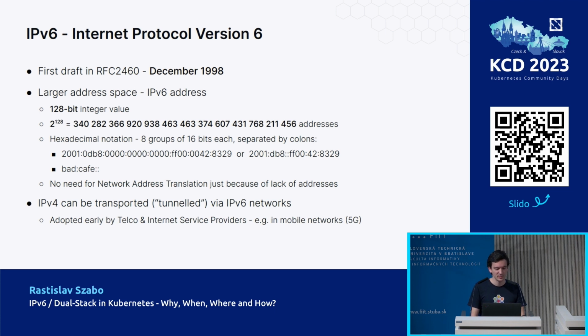Thanks to this large address space, we do not need network address translation anymore, at least not because of a lack of addresses. One good benefit of IPv6 is that IPv4 can be transported or tunneled via IPv6 networks. And thanks to that, it was adopted quite early by telcos and ISPs internally, especially in mobile networks. So many current internet users, even if they use IPv4, don't even know that their packets actually traverse some part of their path via an IPv6 network.